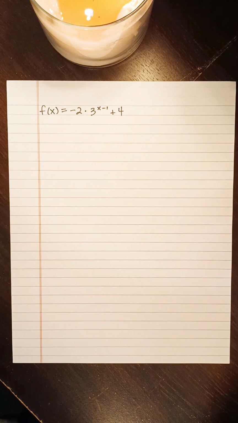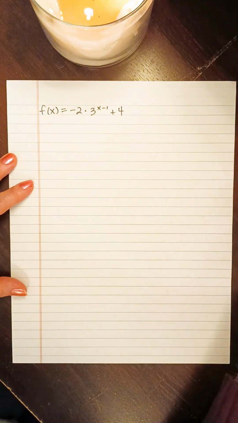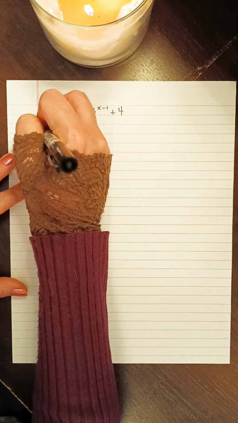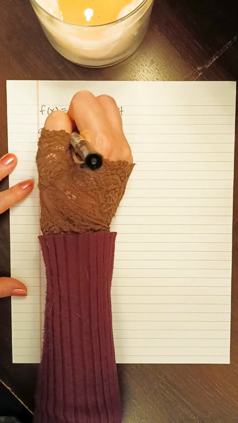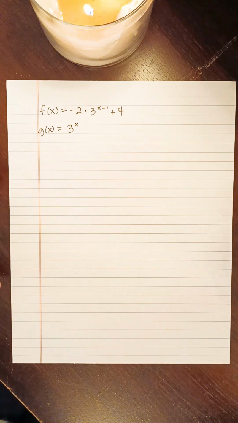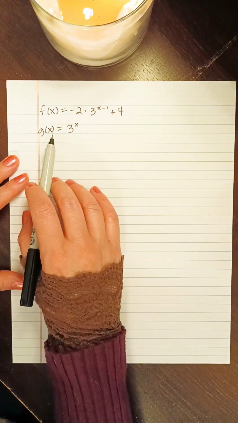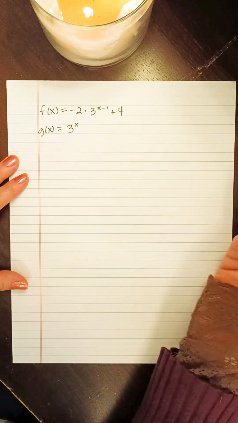So what you do is you just look at whatever the base is and then just write it to the x power. I'm going to call it g of x. So our base is 3 and it's to the x power. And that's it. That's your base function or parent function, starting function. I'm going to refer to it as a starting function.